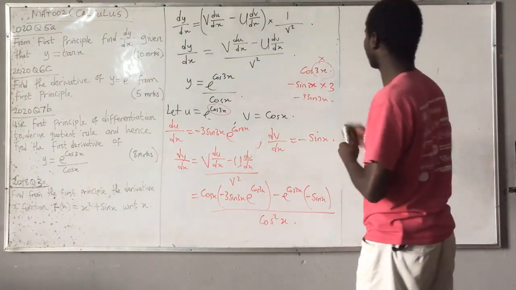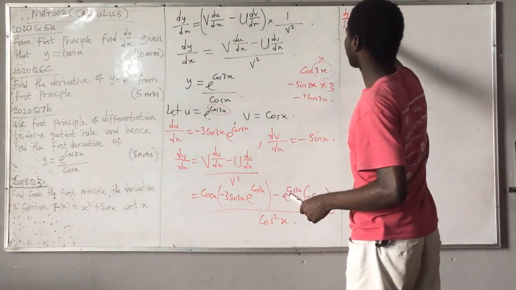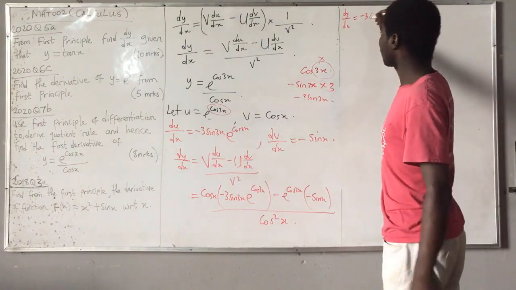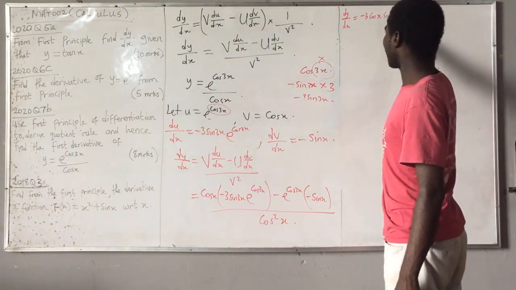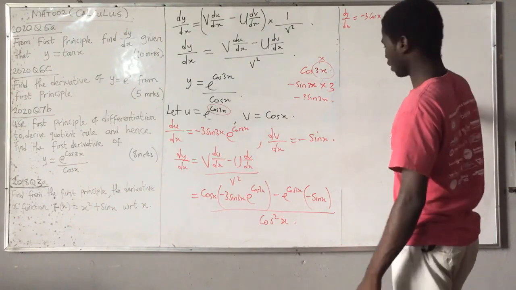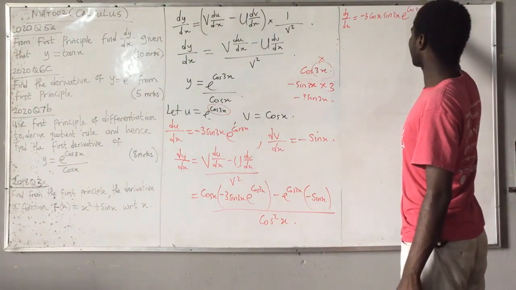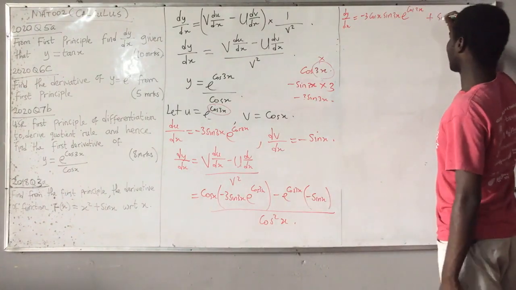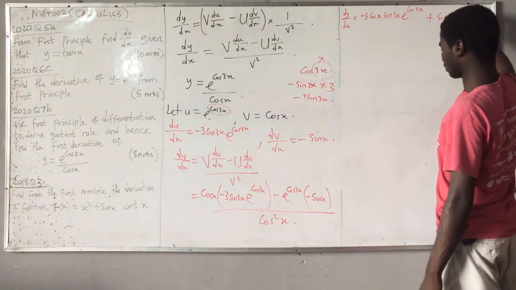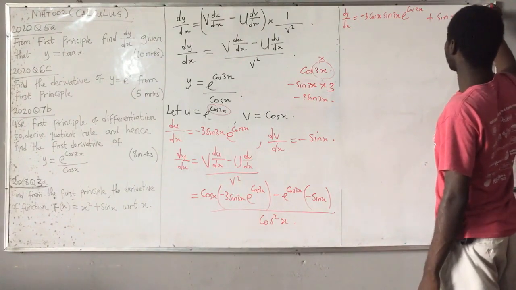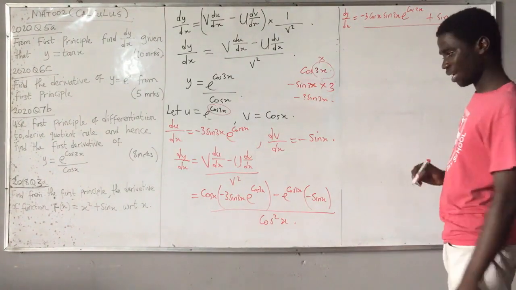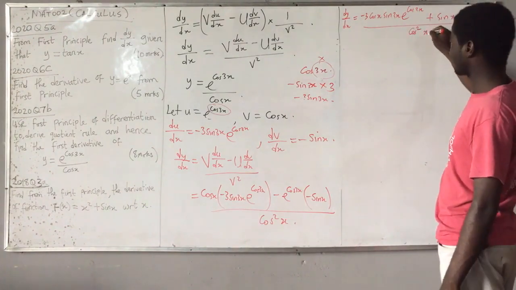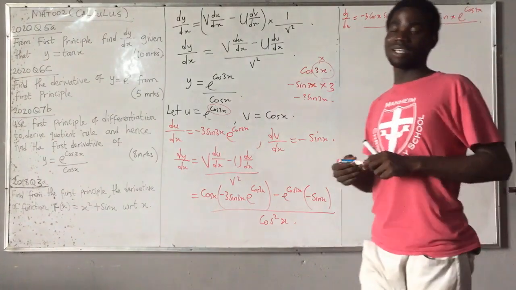In this particular question, dy/dx will be equal to, open the brackets, this is minus 3 cos x sine 3x e raised to power cos 3x, minus will give me plus sine x e raised to power cos 3x, all over cos squared x. That's what you are going to have, and that's the answer.